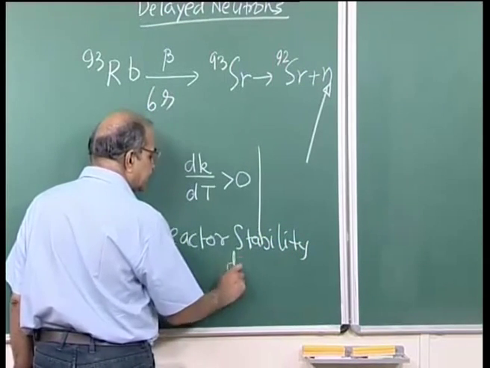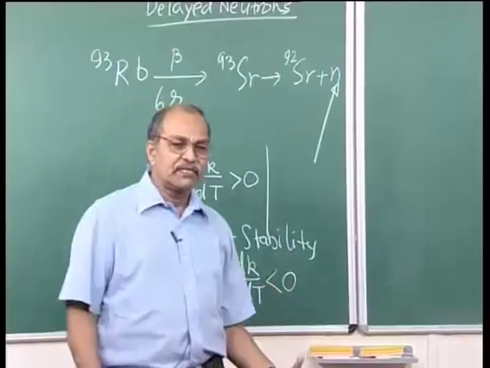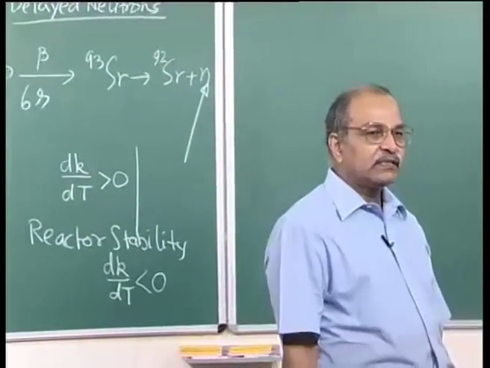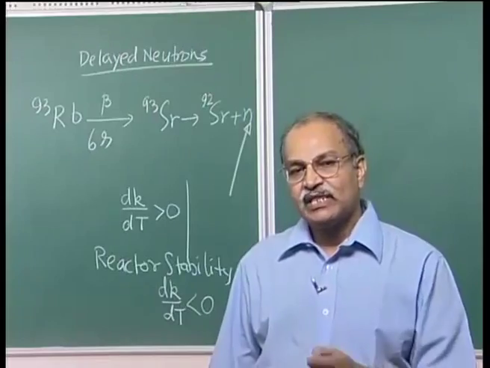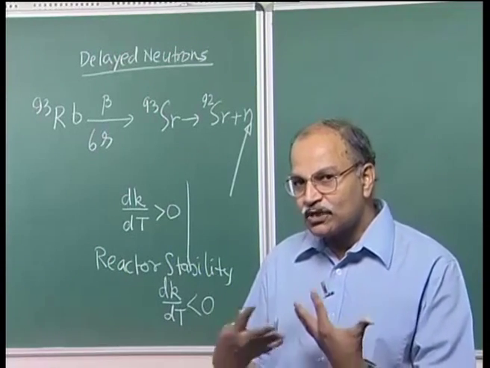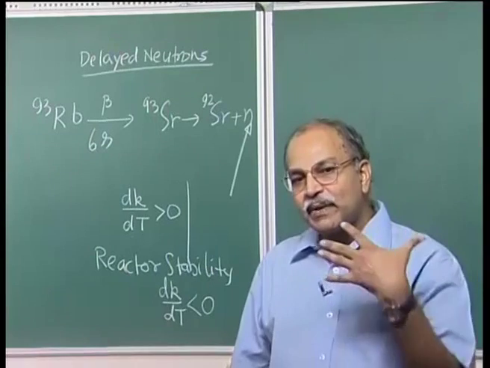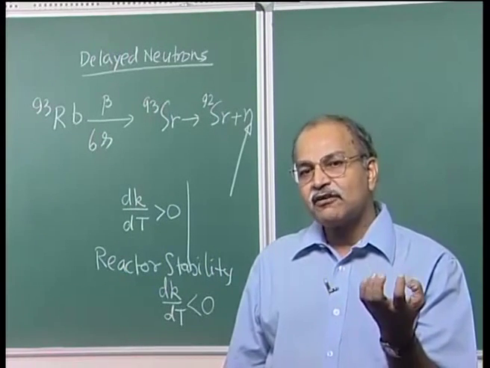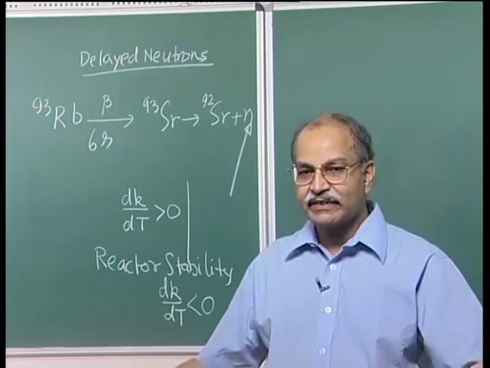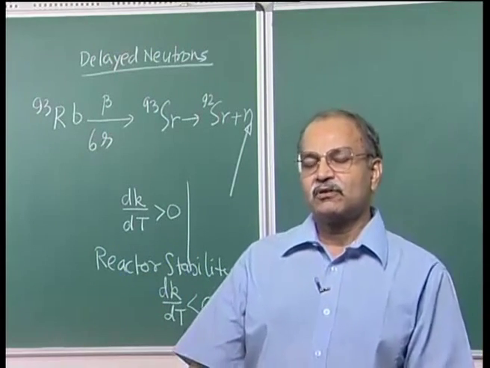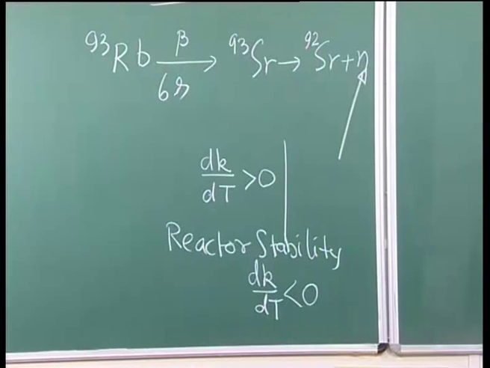For reactor stability, this dk/dT should be negative. The choice of materials, the choice of design, all that should be such that k as a function of temperature should give you dk/dT negative. In that case, if the temperature goes up because of some factors, the value of k decreases. So, the neutron multiplication is not that high, and the rate of reaction will decrease, and that will be some kind of self correction. If the temperature has increased, the rate of reaction has decreased, and the temperature has also gone down. So, for reactor stability, this dk/dT should be less than 0.